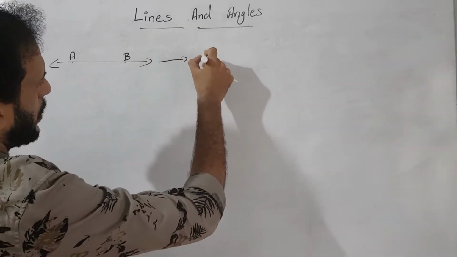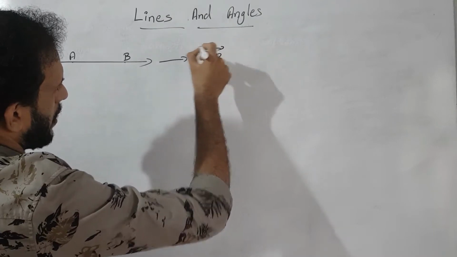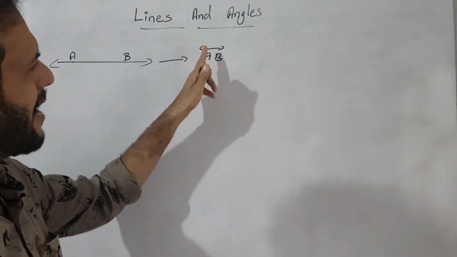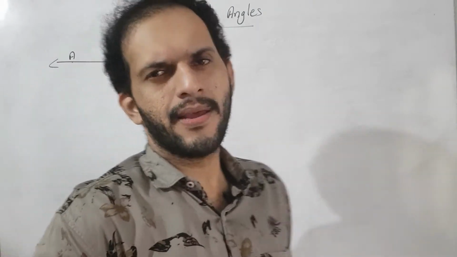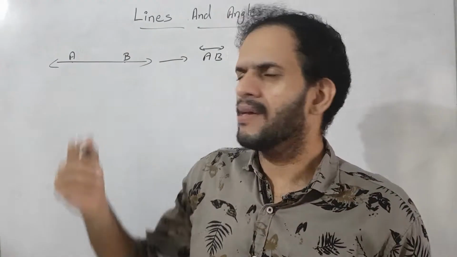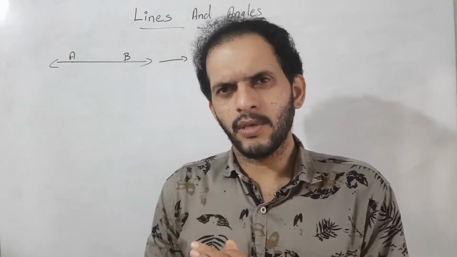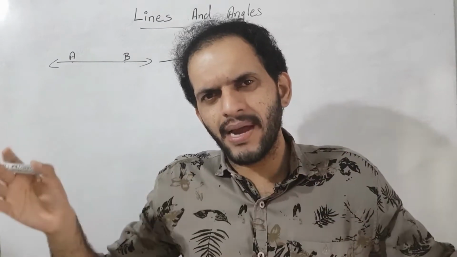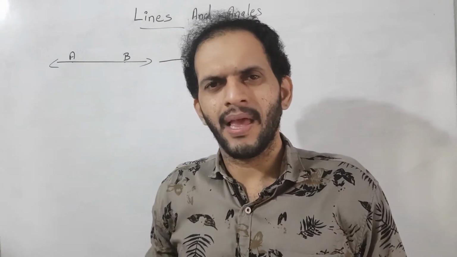Then how do we denote AB? The representation is like this, correct? This one we read as line AB. This is the representation of a line. If we go on both sides, we do not get any endpoints there. That one is called a line.